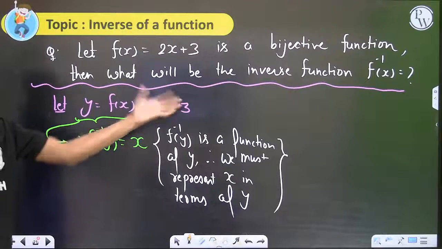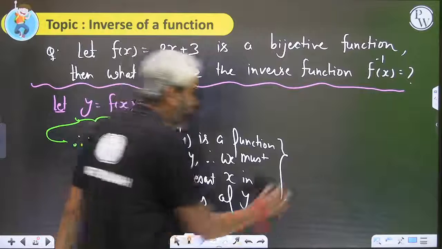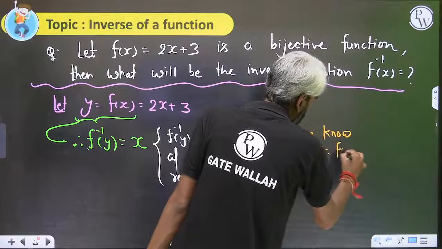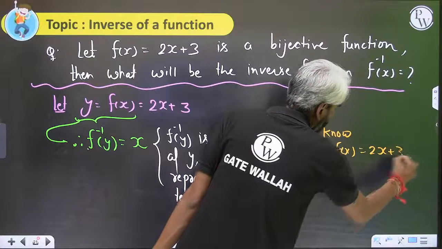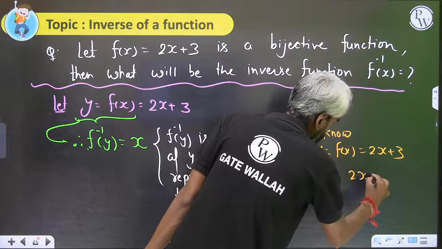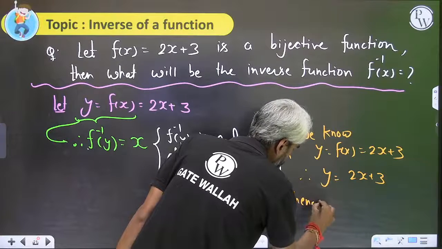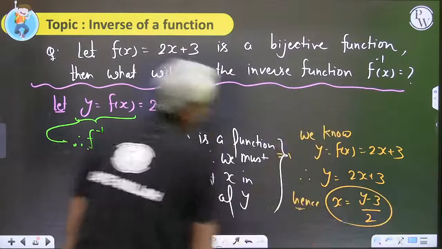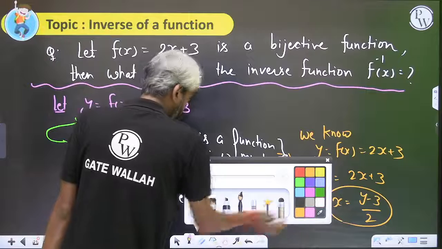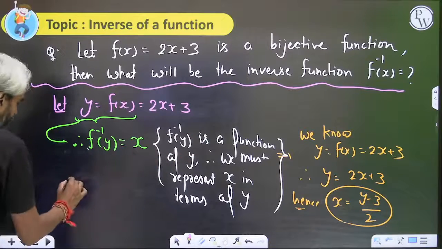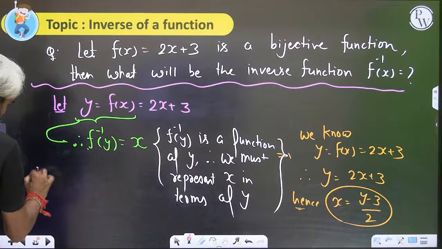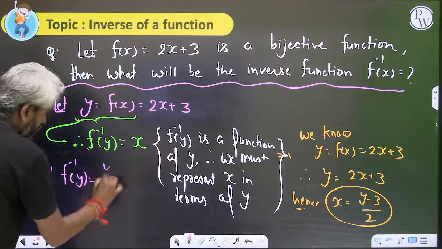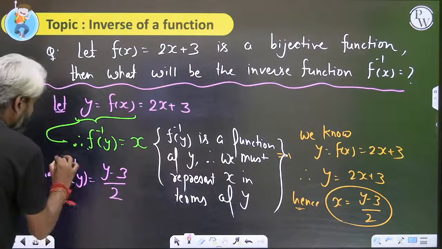Now from here, y equals f(x), which is 2x plus 3. We need to represent x in terms of y. We know y equals f(x) equals 2x plus 3. Therefore, 2x equals y minus 3. Hence, x equals nothing but (y minus 3) by 2. So we can replace x in terms of y, and f inverse of y will be nothing but (y minus 3) by 2. So this is the inverse function.